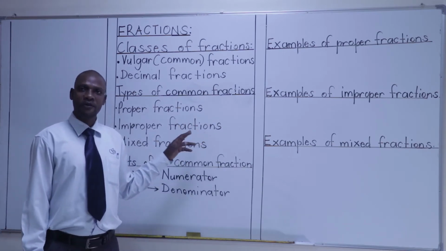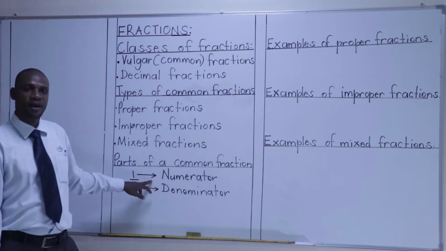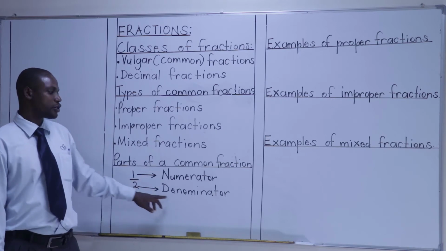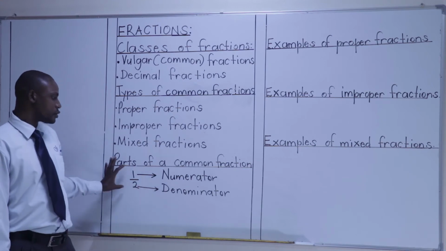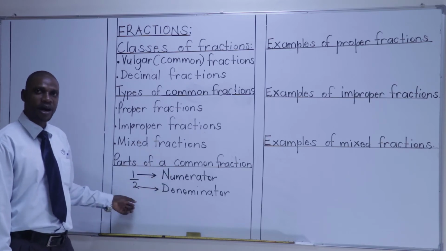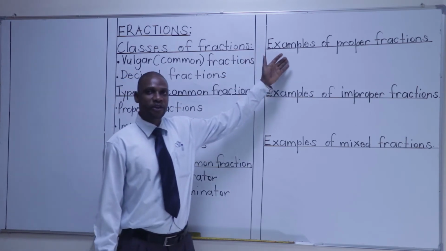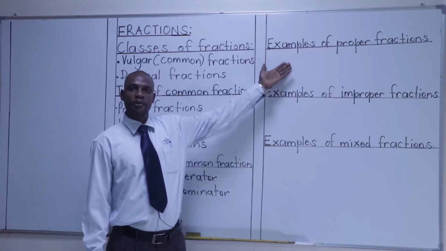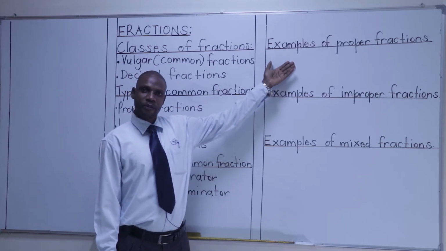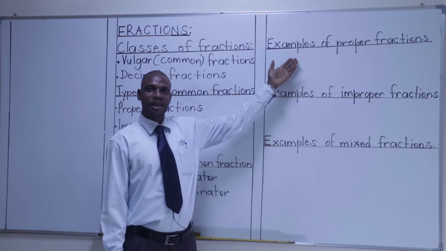So the common fraction has got two parts. We have got this upper part. This upper number is called a numerator, and the lower number is called a denominator. So this is what we call a common fraction. The upper number, a numerator; the lower number, a denominator. So let us look at examples of proper fractions. But before we look at examples, we need to know what a proper fraction is. A proper fraction is a fraction where the numerator is smaller than the denominator.